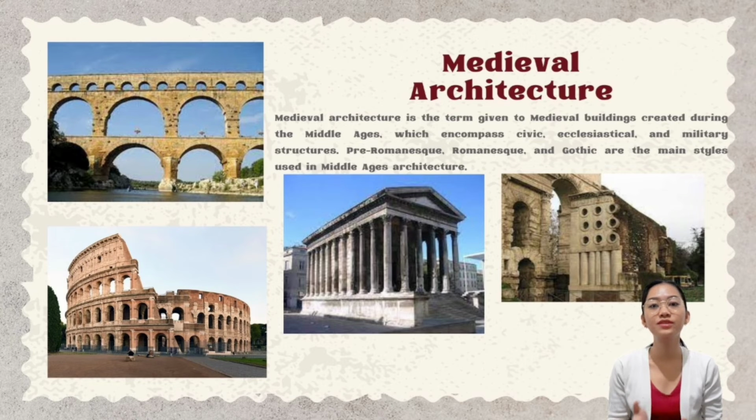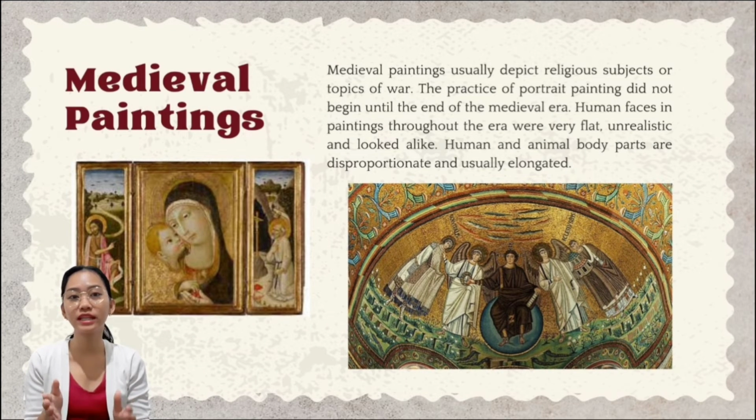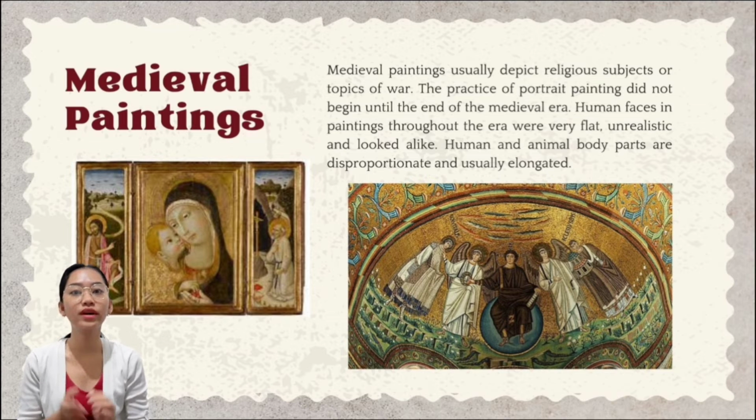Examples of municipal and medieval style houses may be found across Europe. In medieval paintings, it usually depicts religious subjects or topics of war. The practice of portrait painting did not begin until the end of the medieval era. So human faces in paintings throughout the era were very flat, unrealistic, and looked alike.